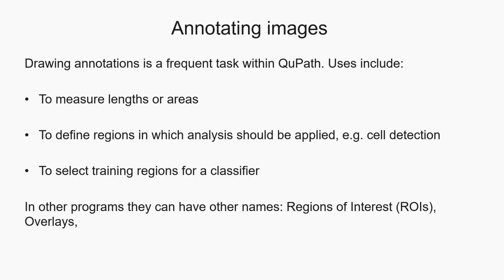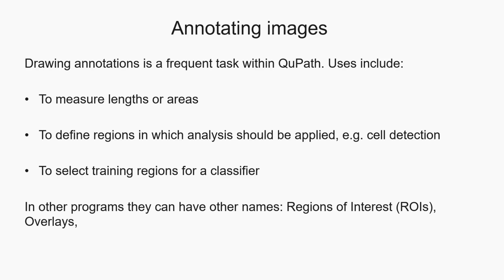Drawing annotations is a routine task in QuPath and serves several important purposes. One common use is making measurements. For example, we might draw around a tissue region to calculate its area, or use a line annotation to measure distances. Annotations are also used to define regions where downstream analyses should occur. For instance, we might restrict cell detection or segmentation to a tumor region while excluding surrounding tissue.